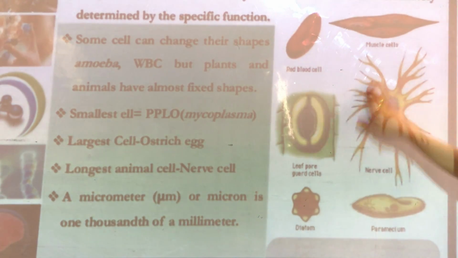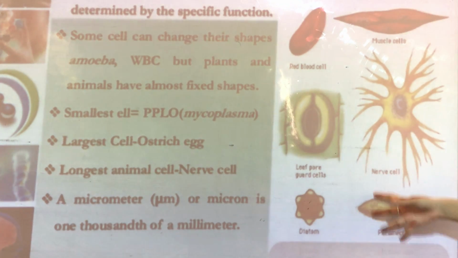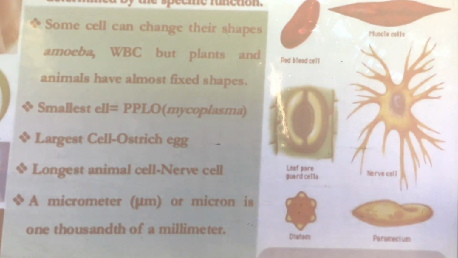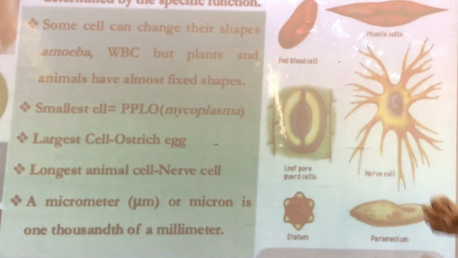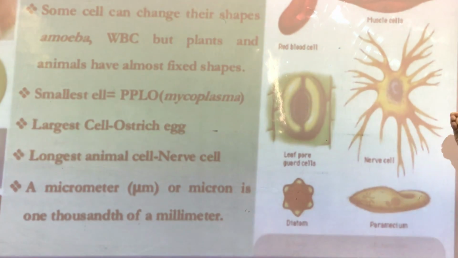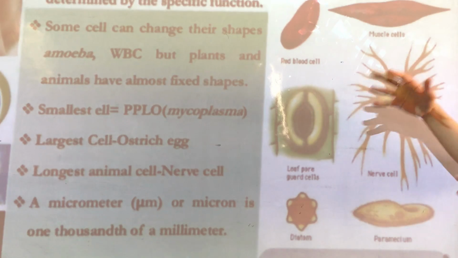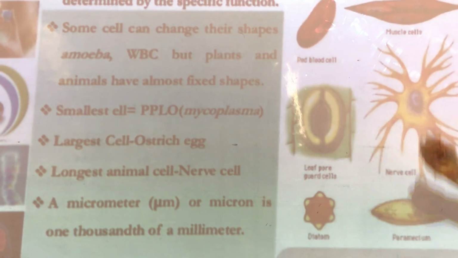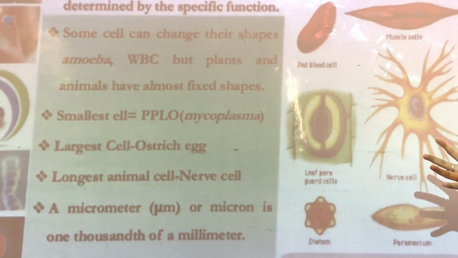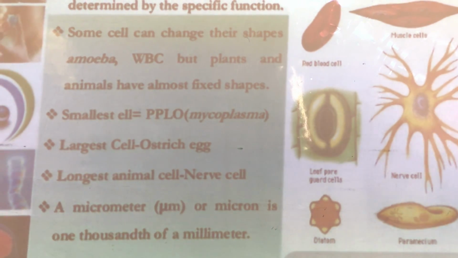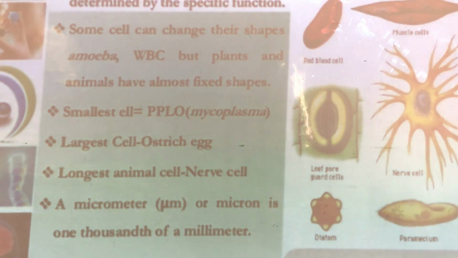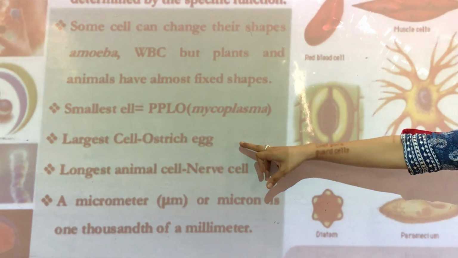Okay, now here we all know that different cells have different shape and size. Okay, so it is not such that red blood cell and leaf cell and the nerve cell, paramecium, they all are similar in size. No, they all have different shapes. Also, they have different sizes. Okay, do you know which cell is the largest cell? Okay, largest living cell. It is the ostrich egg.